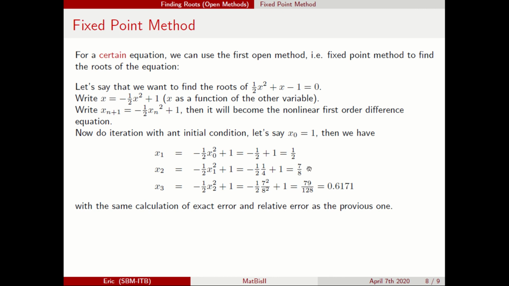What about the second iteration? What is the exact value? If you know the exact value, you can find the exact error by taking the difference between this one and the exact value, divided by the exact value. You can find the exact error for the second trial, or second iteration, and you can do that for the third iteration also.